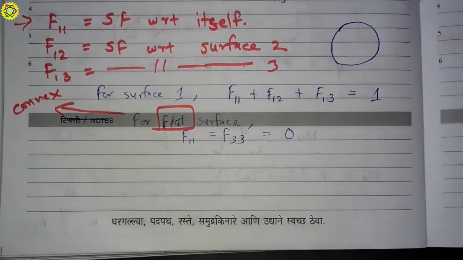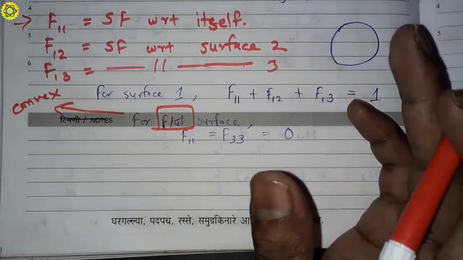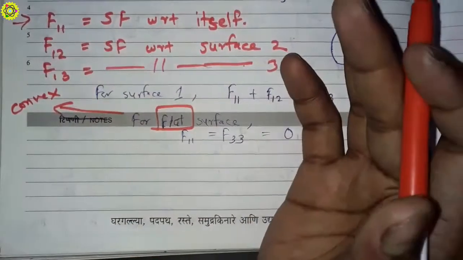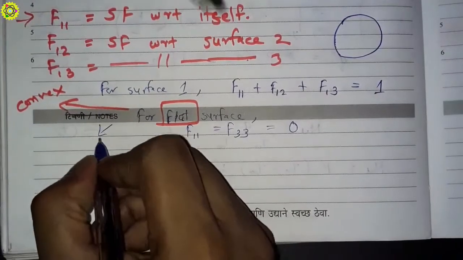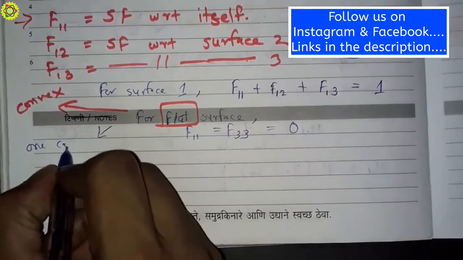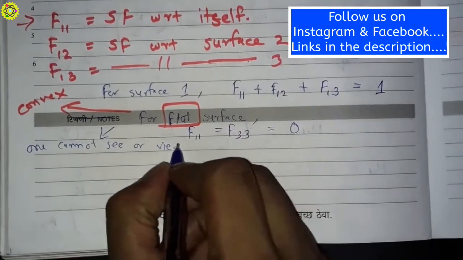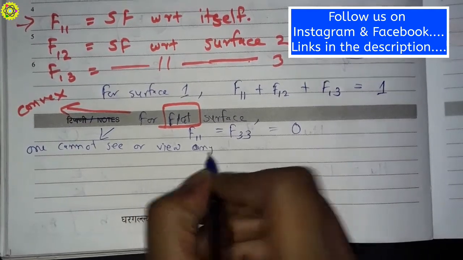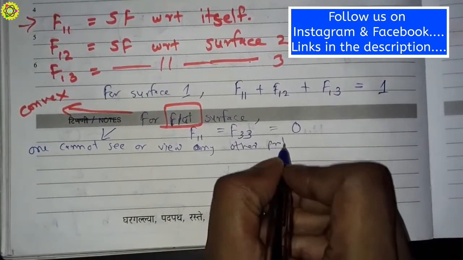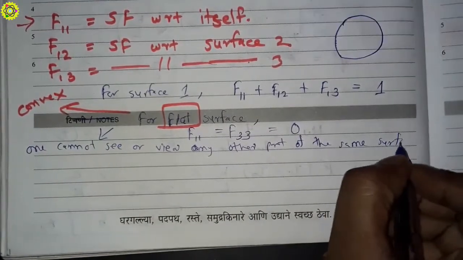This is because, friends, for a flat or convex surface, one cannot see or view any other part of the same surface.